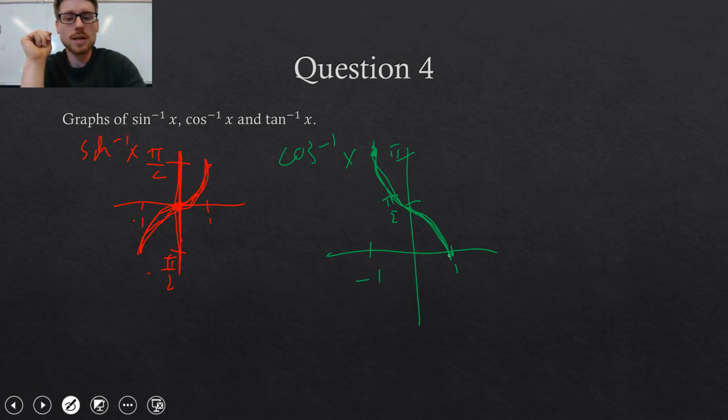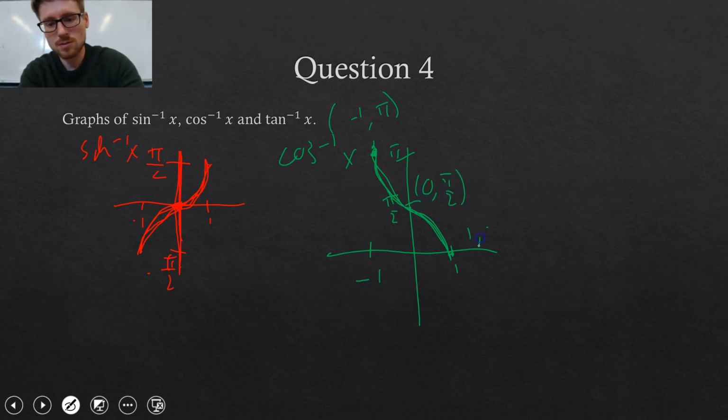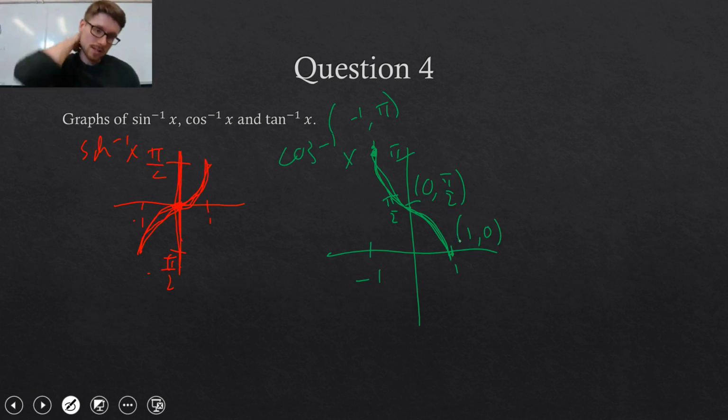Remember, for these 3 key points, this is negative 1, pi. This one is 0, pi over 2. And this one is 1, 0. Just remember the key points on the graph of cosine from 0 to pi. So these are the flips of all of those.